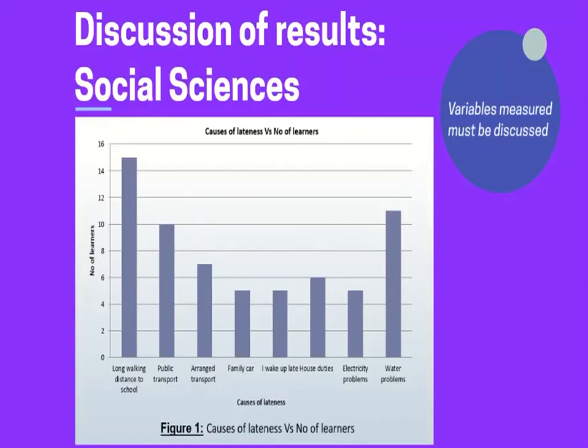Another major cause for late coming is the lack of water in the area. 11 learners spent a lot of time fetching water from distant sources. Another cause of late coming is the use of public transport, which affected 10 learners. 5 learners indicate that they were delayed by their parents on whom they relied for transport. These results need to be compared to other studies.